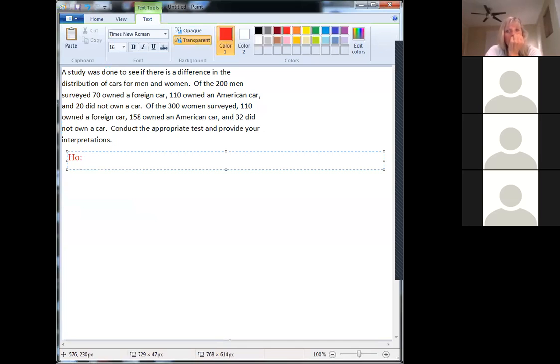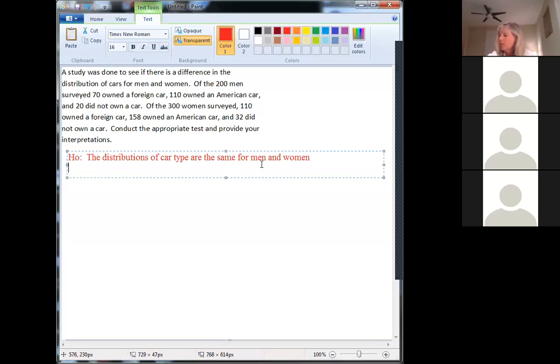So H naught is the distributions of car type are the same for men and women. And once you have H naught, it's very easy to get to H1. Notice uniform doesn't work here, right? I have the same, but it's the same distribution for men as it is for women. It doesn't mean they're both uniform. Okay, in fact, clearly the not owning a car is a lot less likely, just looking at the numbers.